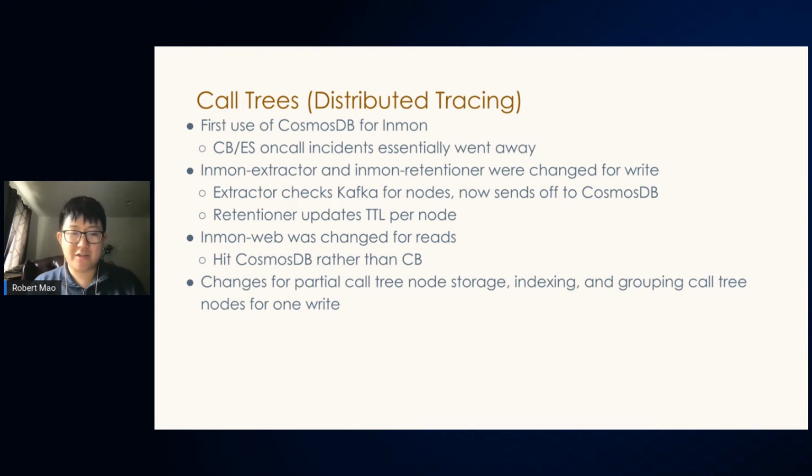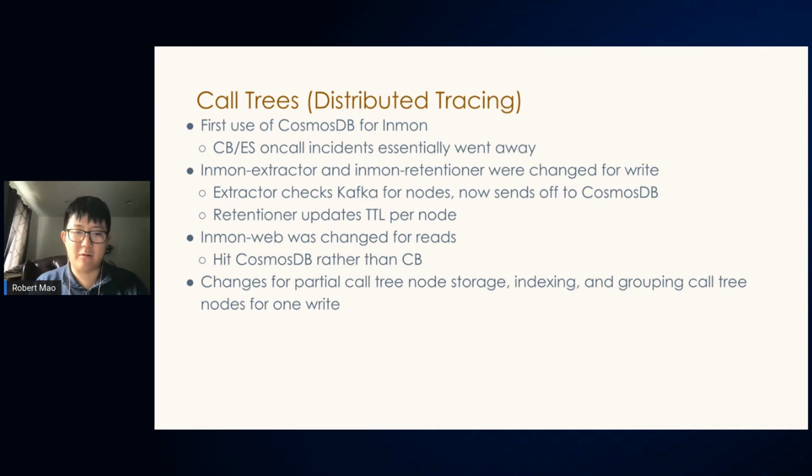We only had to change 2 of our apps, Inmod Extractor and another one called Inmod Retention override. Extractor is the app that checks Kafka for the service called event nodes, and now sends them off to Cosmos DB rather than Couchbase. And retention is something that we have for going through and updating the time to live per node for results that users may want to keep longer in our data store for further examination.